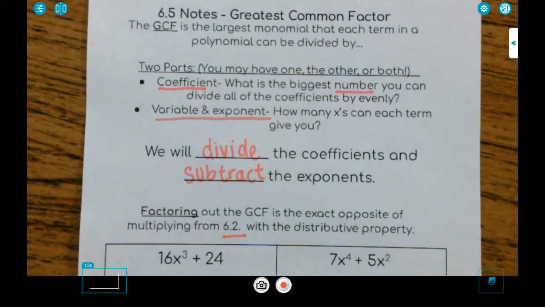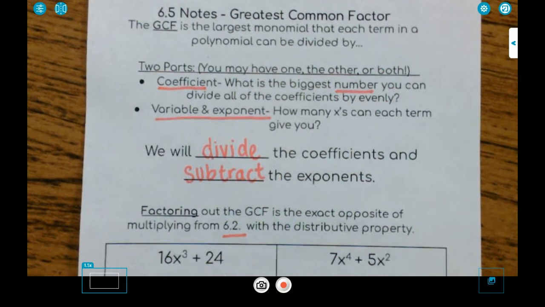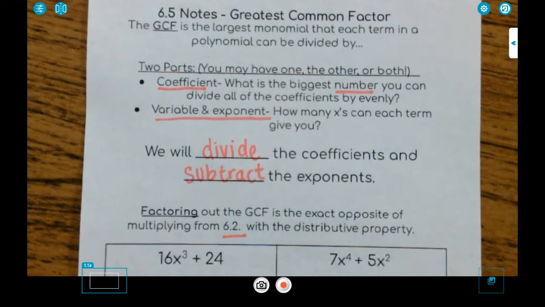So I'm going to actually grab my notebook. We can look at that. So what we're doing today is the exact opposite.